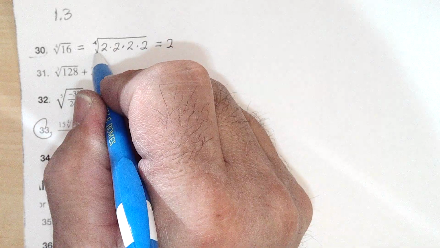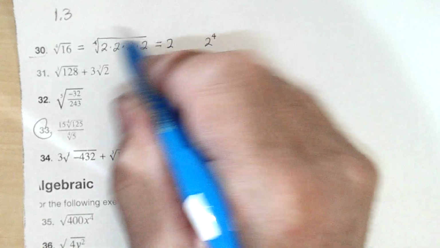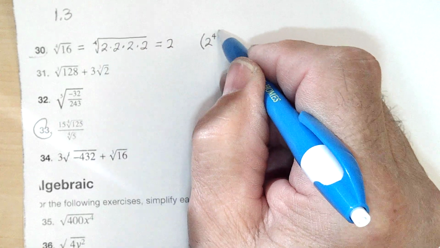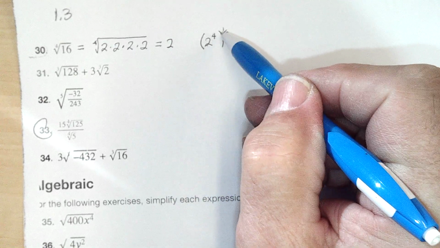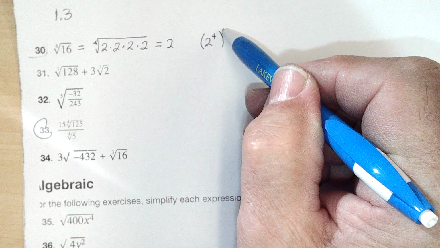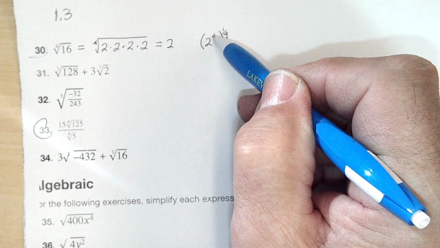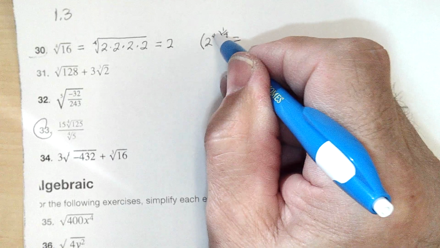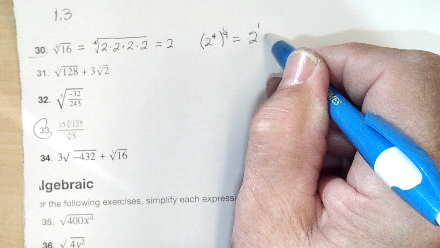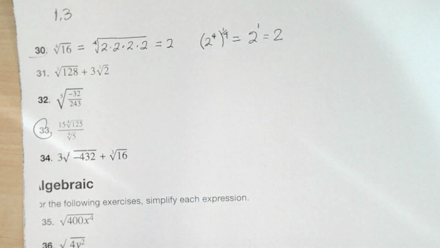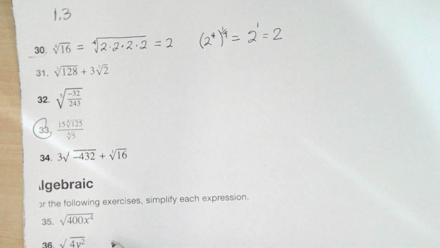Or the other way to think of this is we have 2 to the fourth, that's the 16, and the fourth root is the 1/4 power. And so if you've got 2 to the power 4 and that to the power 1/4, when you've got a base to a power, you multiply the powers, and you get 4 times 1/4, which is 2 to the 4/4, or 1, which is 2. So you can go either way, whichever way makes more sense to you.